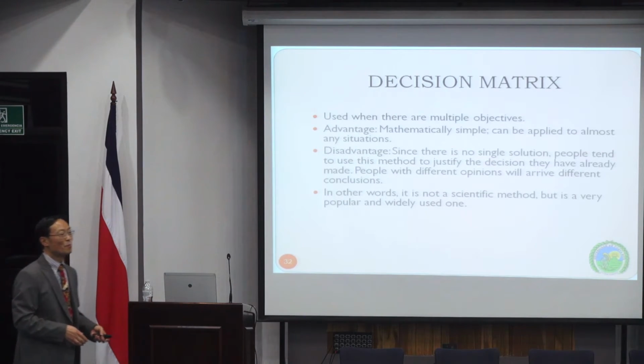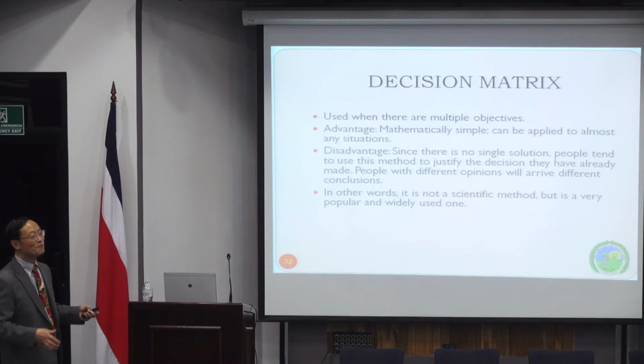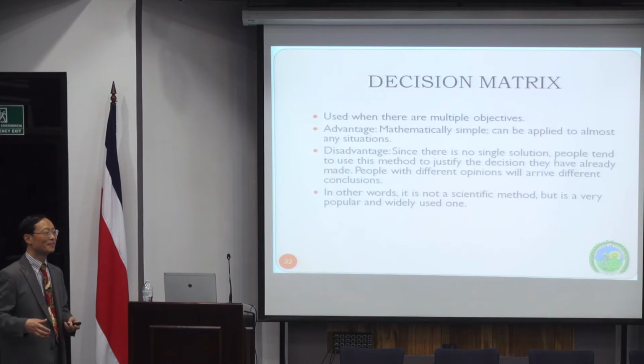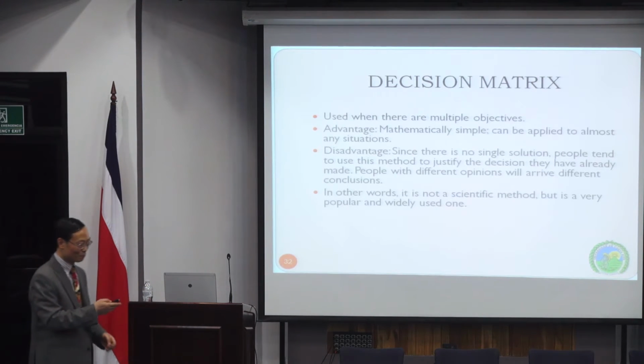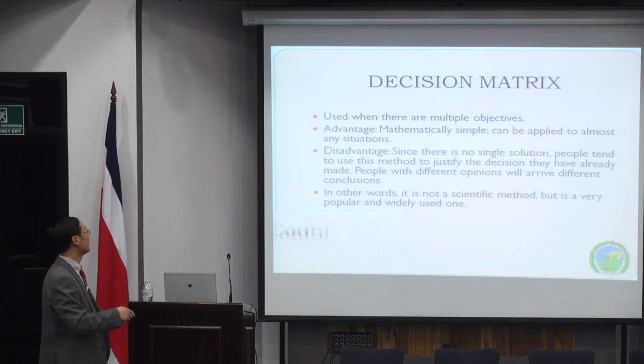So you have different factors, and different factors may have different weight. That's why you decide what weight these factors should have, and then make a decision based on the final score. So that's basically the decision matrix. It's very, very simple.